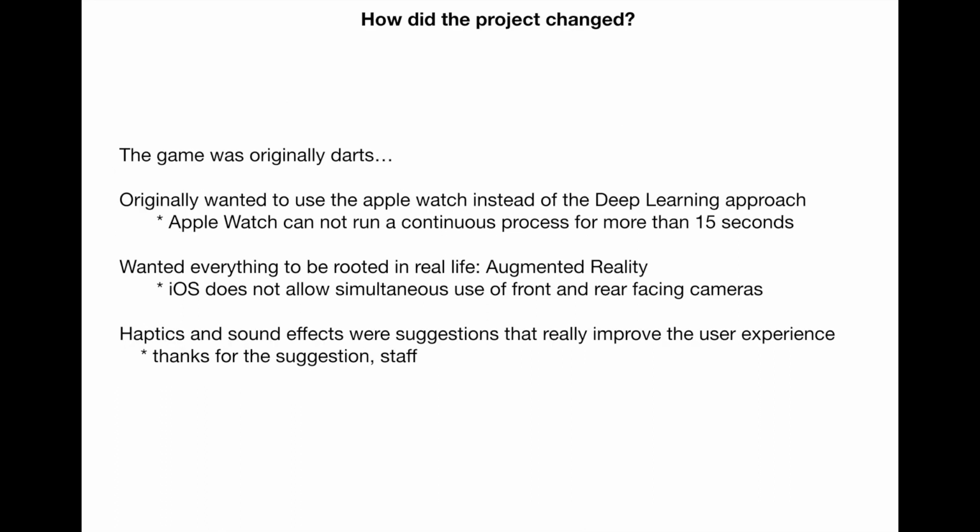And so how has this project changed over time? Well, it's changed a lot. I originally wanted to do darts with the Apple Watch, doing all this accelerometer calculation on device, but because of Apple's limitations, you can't run more than 15 seconds worth of a continuous process on the Apple Watch at a time. Furthermore, I wanted to do this in augmented reality, but you can't use the front and rear cameras at the same time. But other staff suggestions that I had, like haptics and sound effects, were really good suggestions that got the most positive feedback from the user study. And so thanks for those.